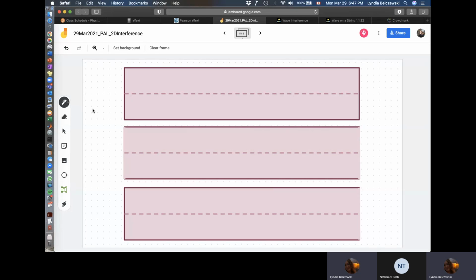Can you sketch out as best as you can? I know Jamboard can be annoying. What would a standing wave look like at the fundamental frequency? For each of these cases, we're starting with a tube that's closed at both ends, just because it has a dark line at both ends. Next, there's a tube that's open at both ends. And third is a tube that's just closed at one end. So take a minute and try to do a rough sketch of what each of these would look like.